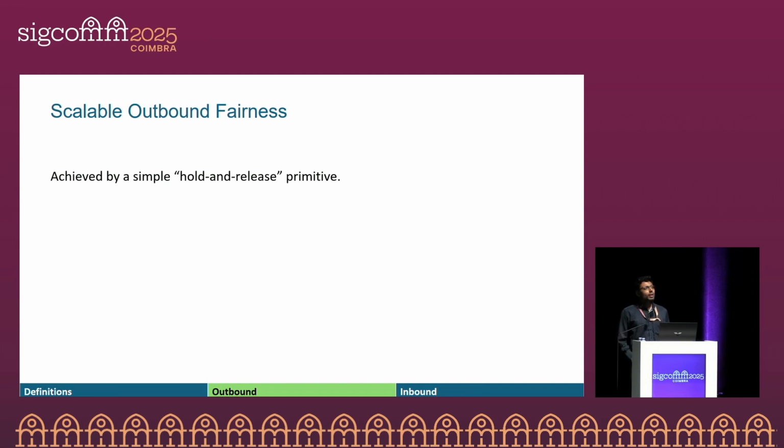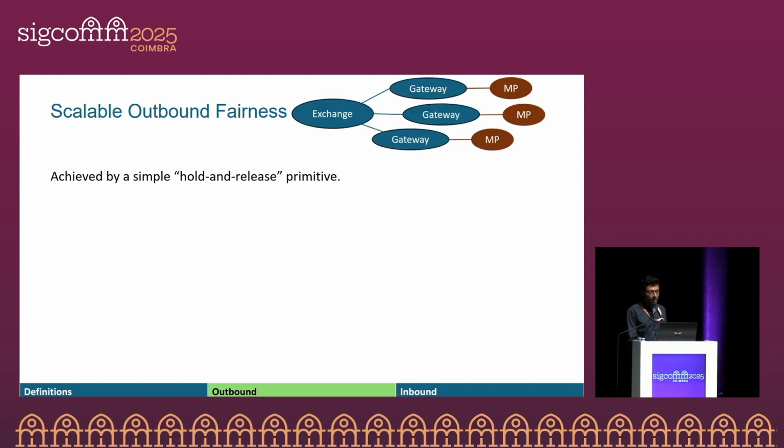In prior work, outbound fairness was achieved by a primitive called hold and release. The idea is that you have a gateway, which is a trusted entity that fronts every market participant. These gateways are at the perimeter of a trusted domain of clock synchronization. Every time the exchange sends out a piece of data, the gateways are told to hold this piece of data until a time in the future, and then send it to the market participant at that point in time. Because the clocks are synchronized, the data will be released at exactly the same time from all the gateways.